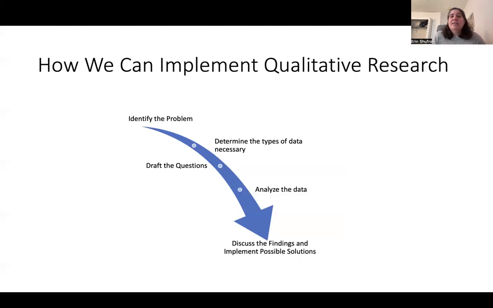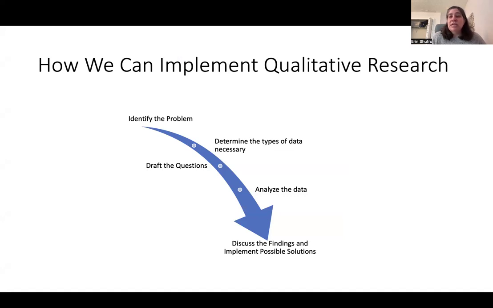So now that we've decided that we want to use qualitative research, how do we go about actually implementing it? So step one would be to identify the particular problem that we want to look at. And it needs to be something that is narrow enough that we can actually answer. The second step is to determine the types of data necessary. So in qualitative research, it's really important to have a variety of data sources. So you don't want to just speak with one student, right, and get their opinion. We need a variety of data sources.